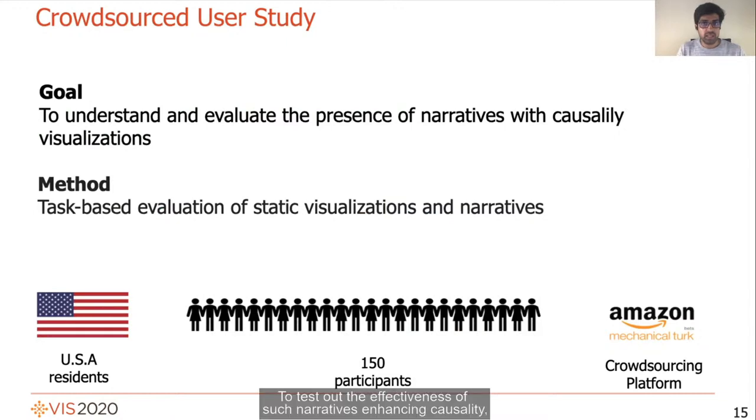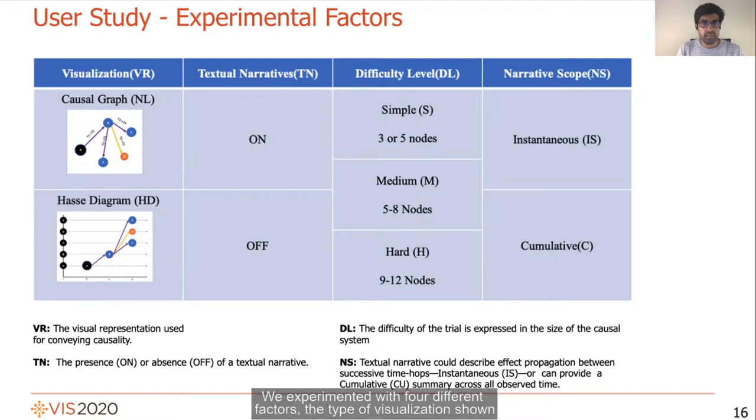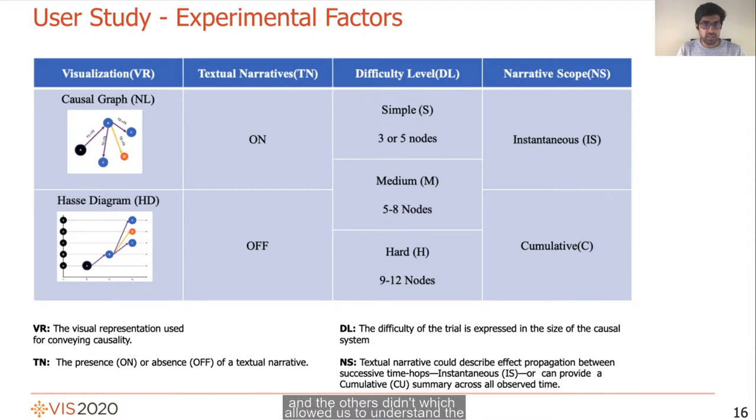To test out the effectiveness of such narratives in answering causality, we performed a crowdsourced user study using a task-based evaluation of static visualizations and narratives. A total of 150 participants were crowdsourced, with it being conducted on the Amazon Mechanical Turk platform. We experimented with four different factors: the type of visualization shown, wherein the participants could either get causal graphs or the asset diagram. Second, some visualizations had a descriptive narrative attached and the others didn't, which allowed us to understand the effectiveness of narratives in understanding causality.